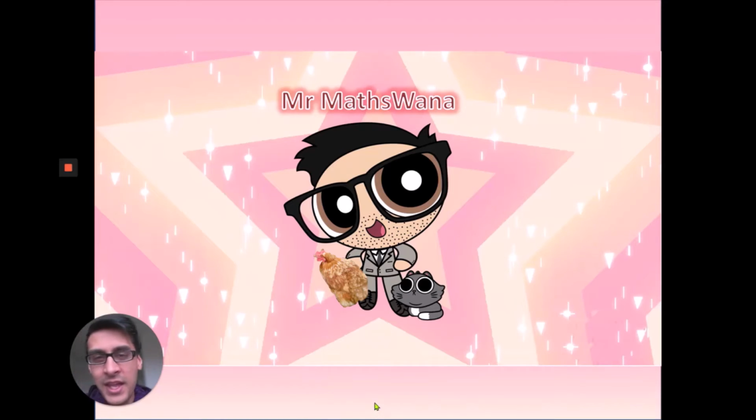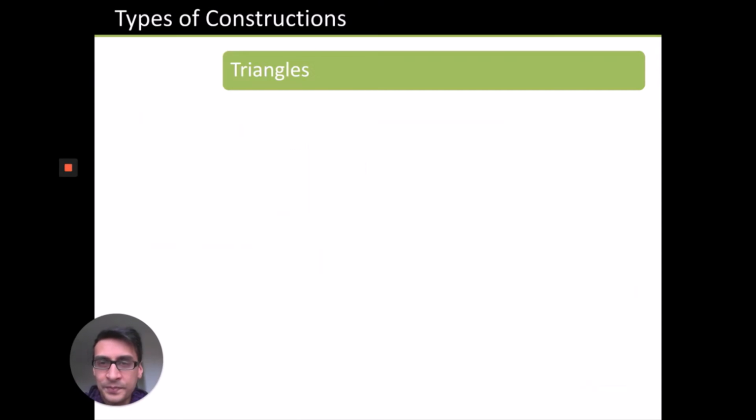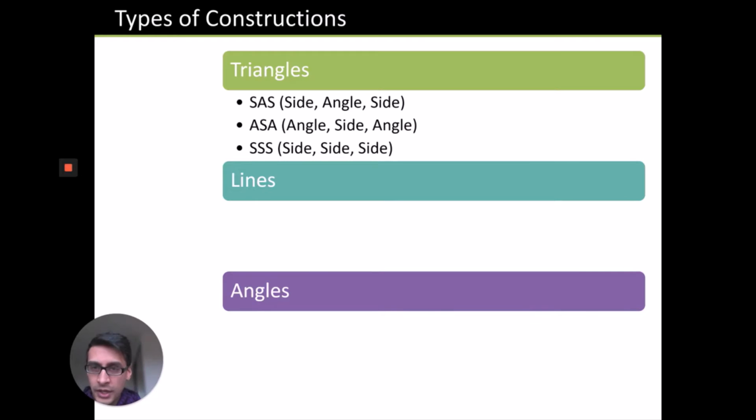And here is an idea of what we're going to be looking at. So you're going to need some equipment for this to construct things like triangles, lines, and angles. So in particular, when we're looking at triangles, there's three different types of constructions that are going to be required from you. You can see them listed on the screen here.